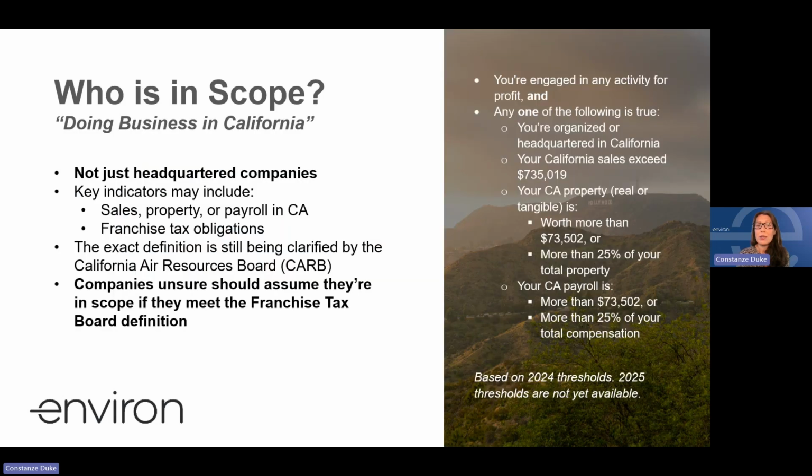There's been a lot of chatter around what it means to do business in California, and here is what we know. The rules do not only impact companies headquartered in California. If you have sales in California exceeding around $735,000 per year, if you have qualifying real assets in the state, if you meet certain payroll thresholds in California or are subject to franchise tax obligations, it means you're doing business in California.